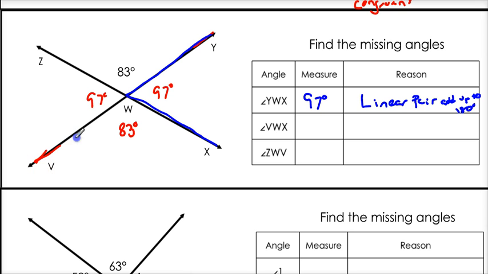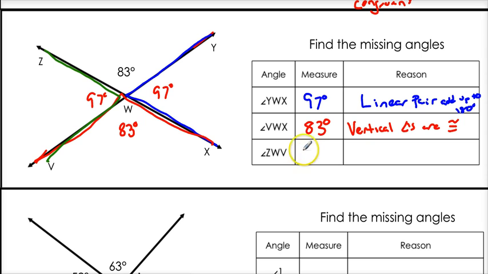VWX. Remember, that's 83, and the way we found that was because these are vertical angles. All right? And you just have to use the way you found them. We're just writing how we knew that. So vertical angles are congruent. And then finally, we want to find ZWV.